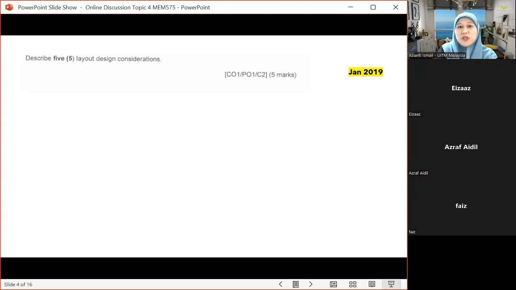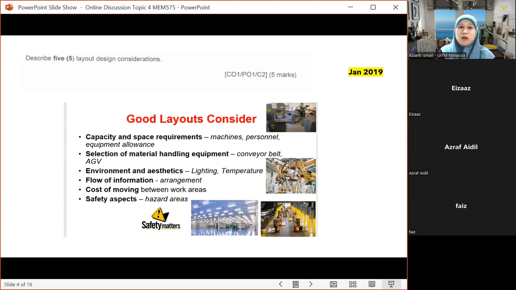Okay, so describe 5 layout design. Let's say you nak masuk a new factory ataupun you nak besarkan you punya factory. Apa you kena consider untuk dapat a very good and efficient layout is kena consider capacity and space requirement. Jangan main beli mesin, sekali tengok pintu kilang tu kecil je, tak muat. Apa yang nak kena buat lepas tu? Takkan nak kena pecahkan dinding. Dah tak ada choice.